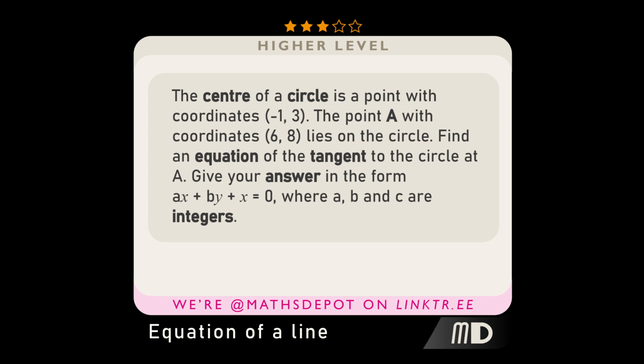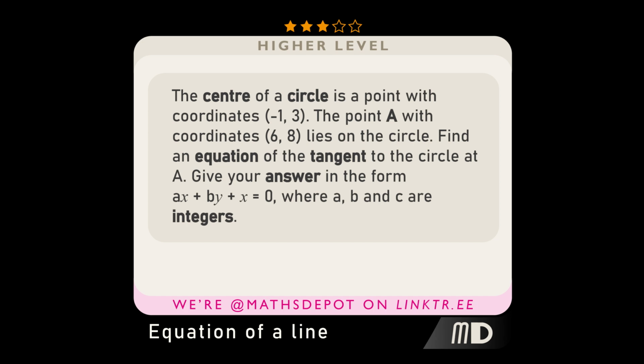A tangent to a circle is a straight line that touches the perimeter of the circle at exactly one point, and the point of tangency is the point where the line and circle touch. A tangent is always perpendicular to the radius of the circle.